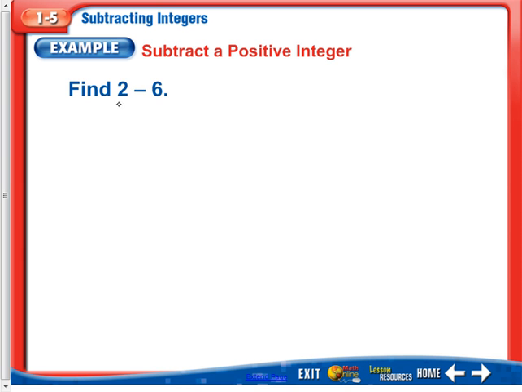In your homework, if you see a problem like this, you're going to first copy the original problem, 2 minus 6. Then in the next line, you're going to write it as an addition problem. We're changing everything to addition. Even if you can do this in your head, I want to see it written as an addition problem. So 2 plus negative 6.